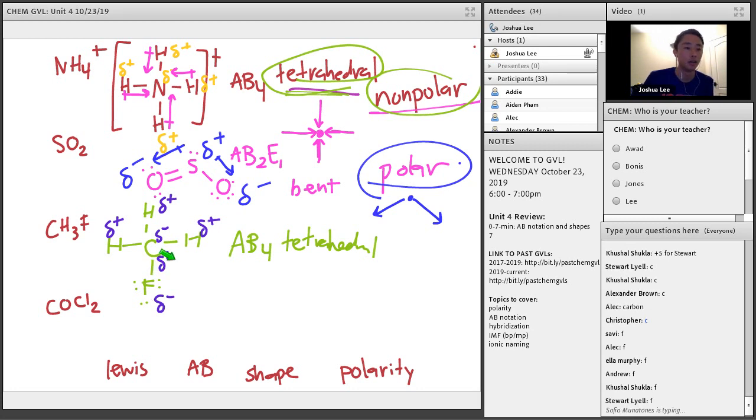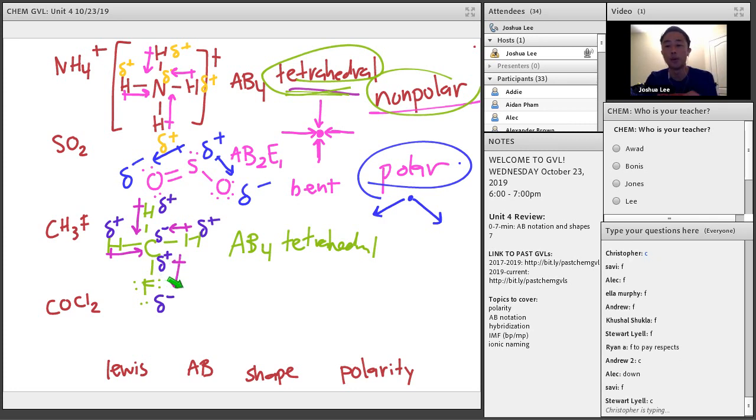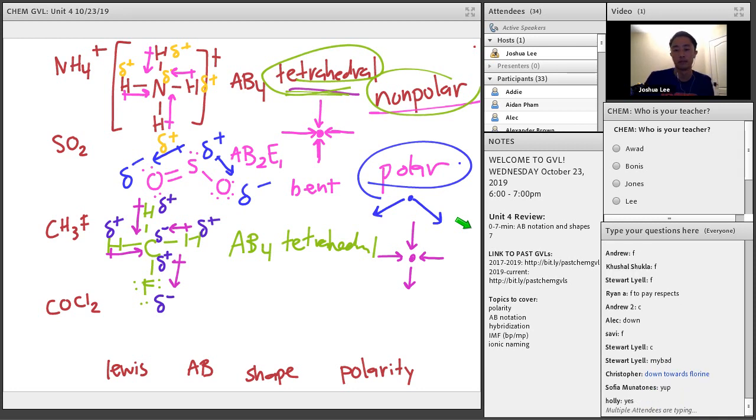So then if I draw my arrows, between the hydrogen and the carbons, the arrow is going to be pointing towards carbon. But between fluorine and carbon, which way is it going to point towards? Fluorine. So now if I pull out the arrows and draw it on my ball right here, I have an arrow pointing down, in, and down. Is that ball going to be moving? Yeah, so polar or nonpolar? Polar.